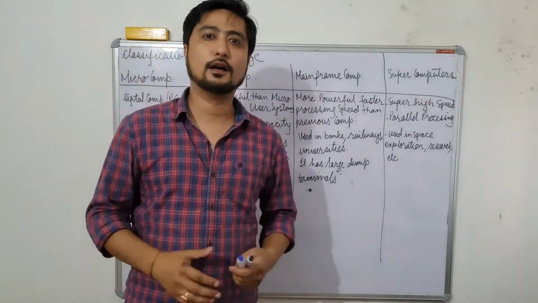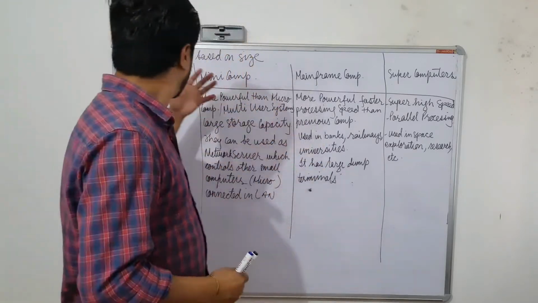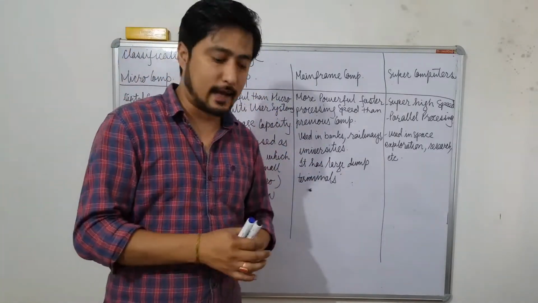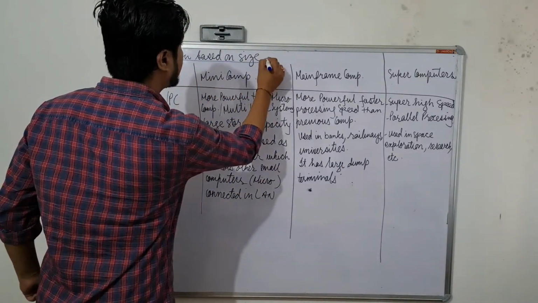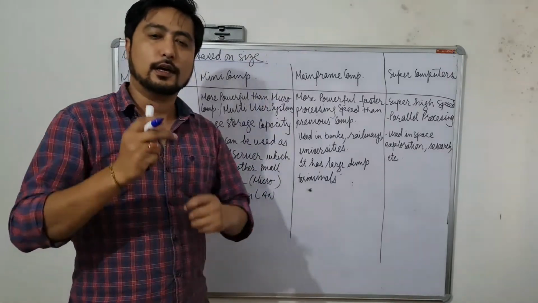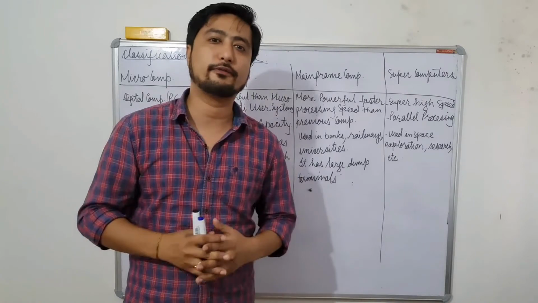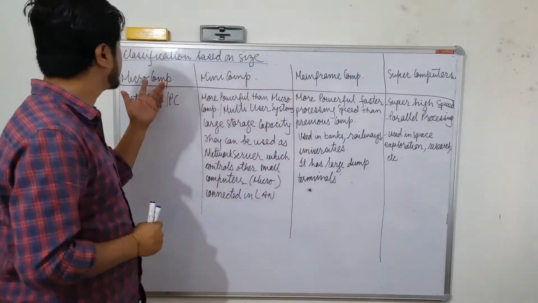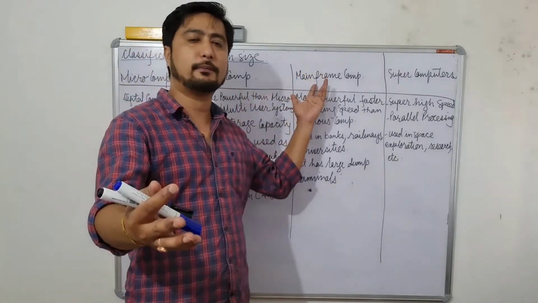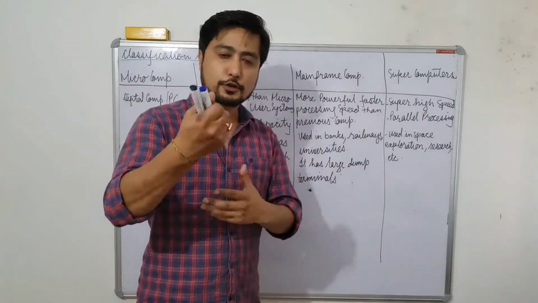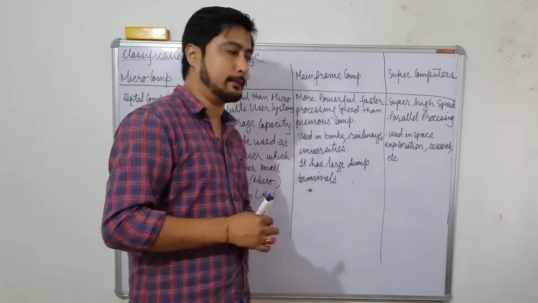So today we will see the classification of computers based on size. Based on the size, the computer has been classified into 4 different categories. Number 1 is microcomputer, number 2 is mini computer, number 3 is mainframe computer, and number 4 is supercomputer. Now let us see it one by one.